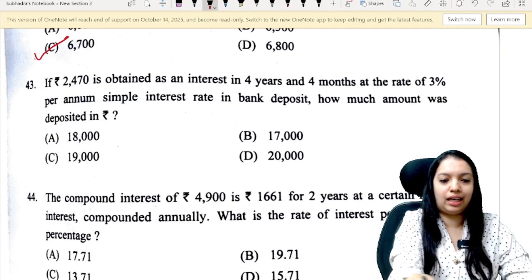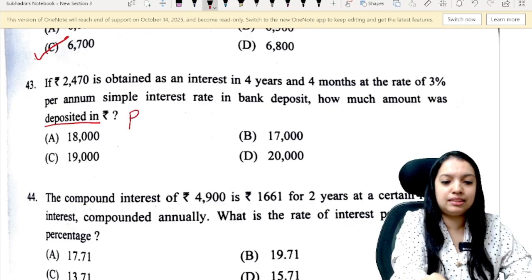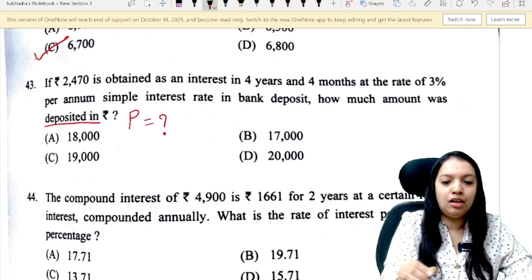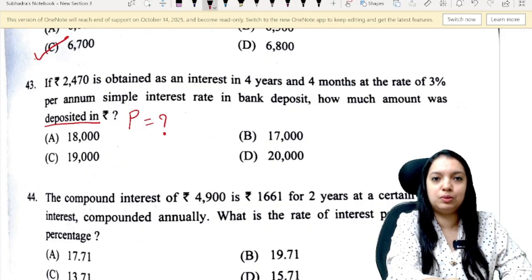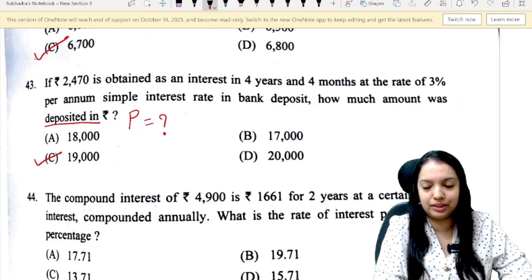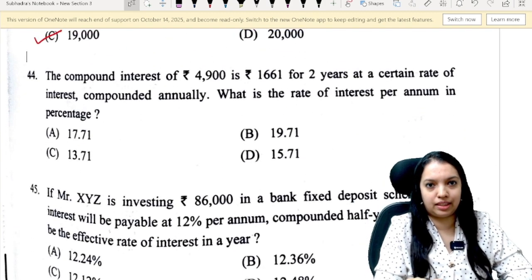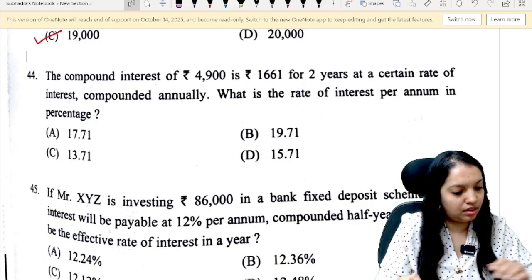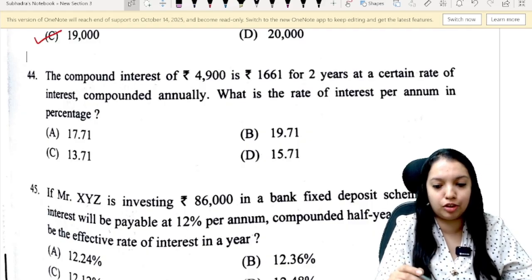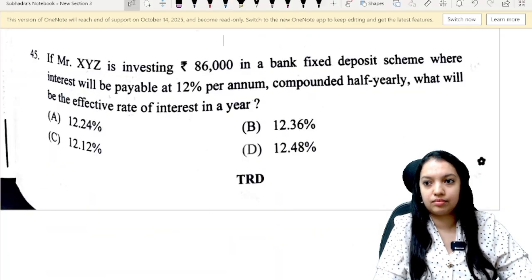Next question is about calculation of deposit amount, which means you have to calculate principal amount that's deposited, for which you get the interest as 2,470, and that answer is option C, 19,000. Next one is calculation of rate of interest per annum. Answer for this question using compound interest annual formula will become option D, 15.71%.